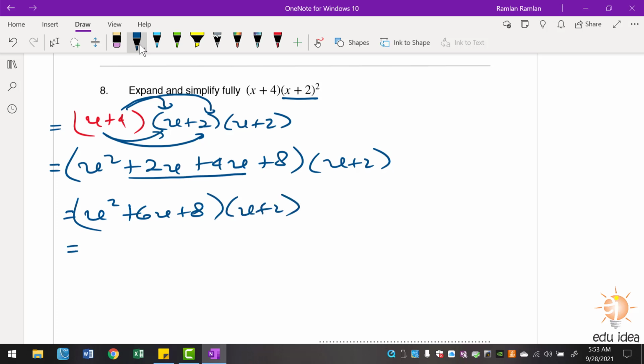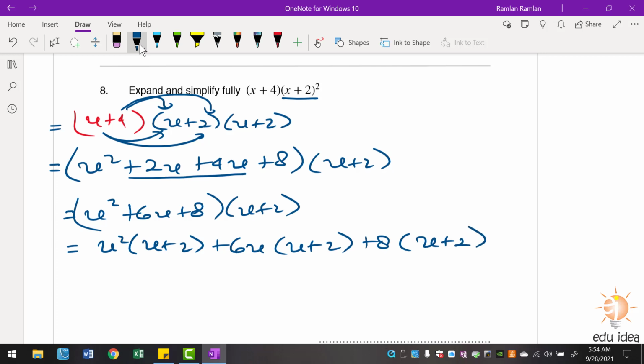So we do that, and then we do the same thing like before. We multiply this guy with all of them in here. So we get x squared multiplied by (x + 2), plus 6x multiplied by (x + 2), plus 8 multiplied by (x + 2). Let's expand that. We get x cubed plus 2x squared plus 6x squared plus 12x plus 8x plus 16.